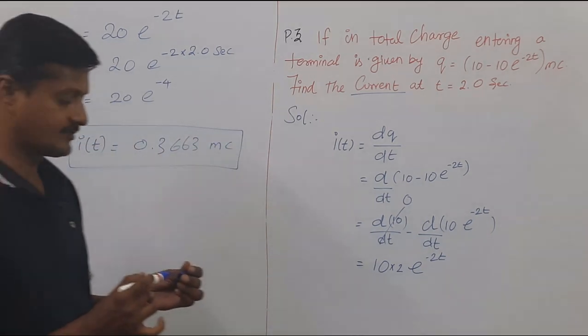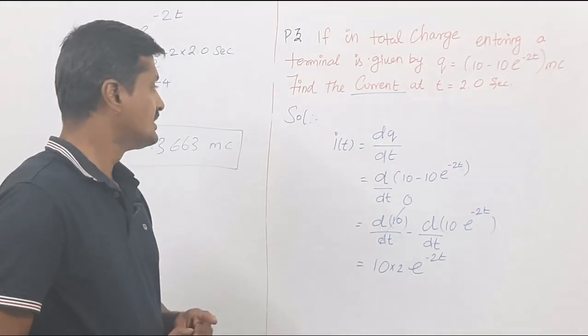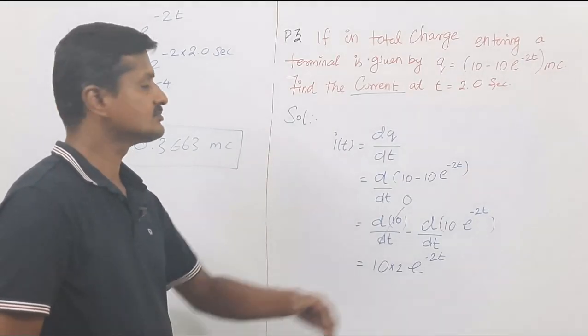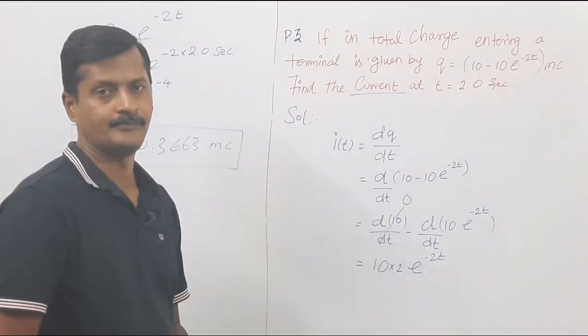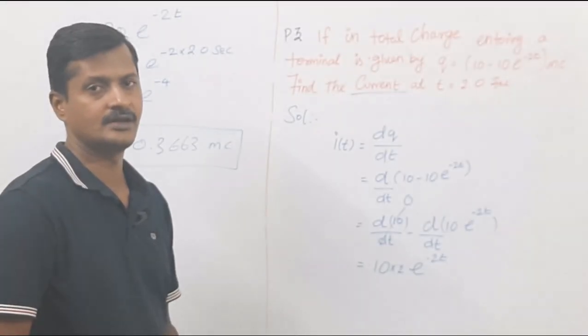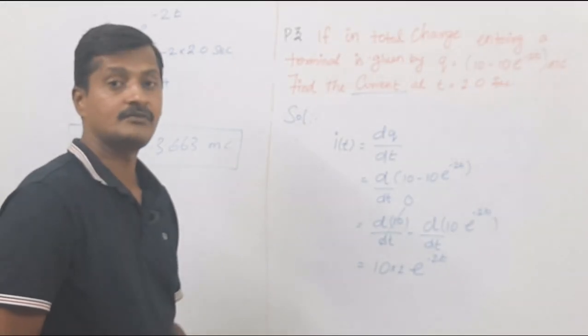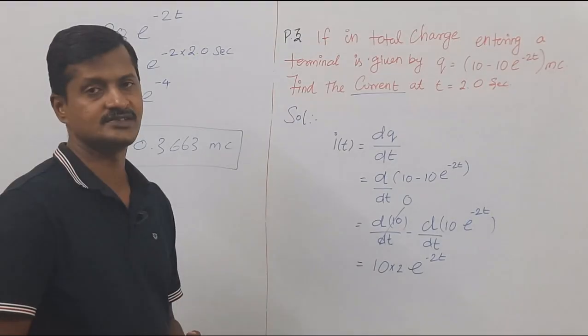This is another method to find the value of current for a given charge at a given time. Okay. So next, in all these problems we found the unknown current I of t. Now next we find the charge. What is the charge?